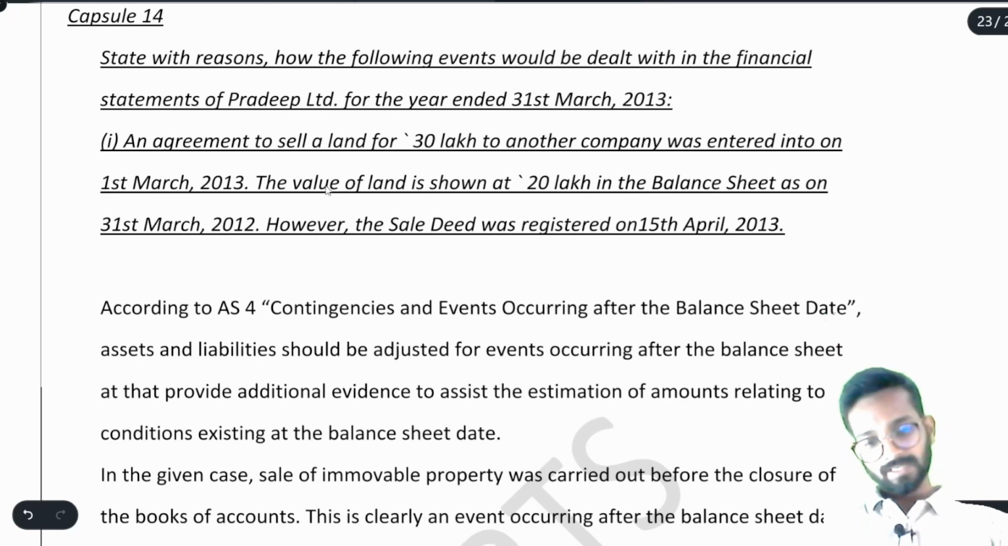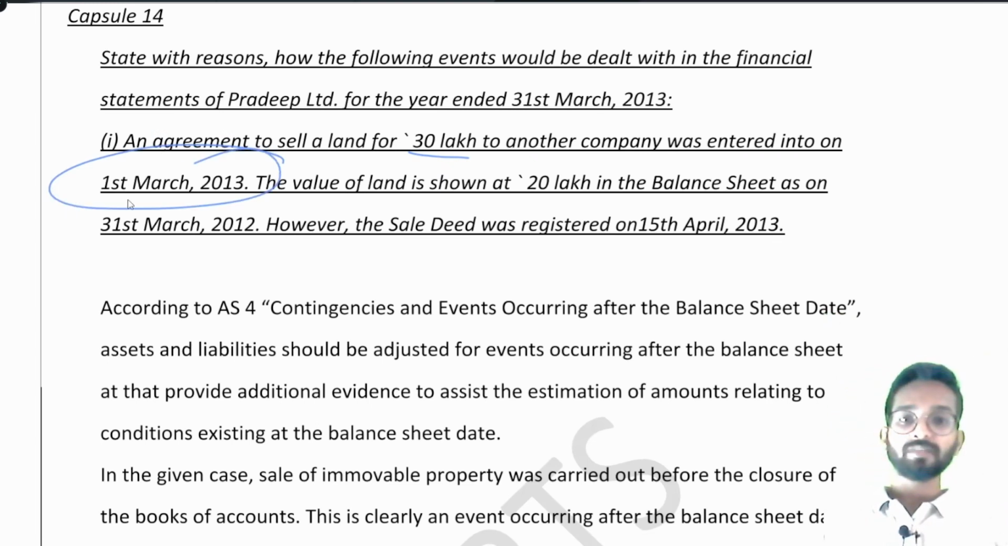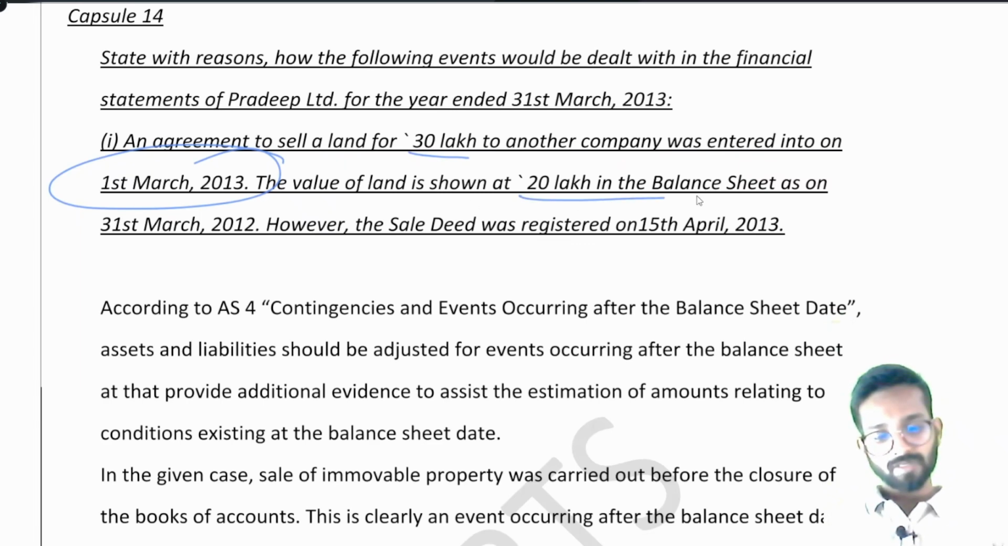See, an agreement to sell a land for 30 lakh to another company was entered into on 1st March. Agreement has been entered into. It means conditions are already present. Okay. The value of land is shown as 20 lakh in the balance sheet as on 31st March. See, they have already entered into an agreement that they will sell that land for 30 lakh. Still the company is making a mistake.